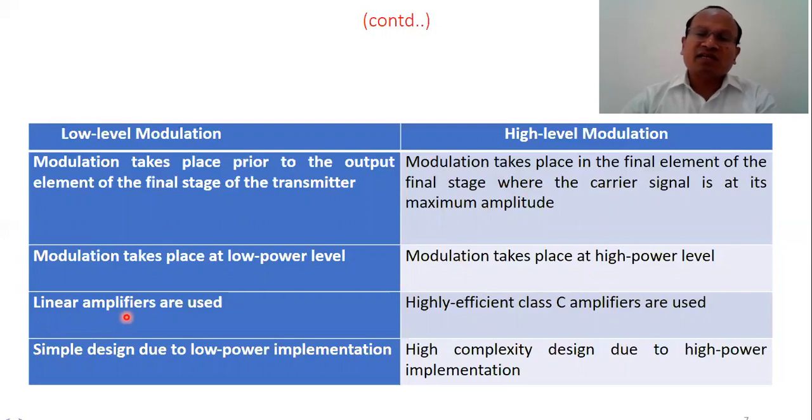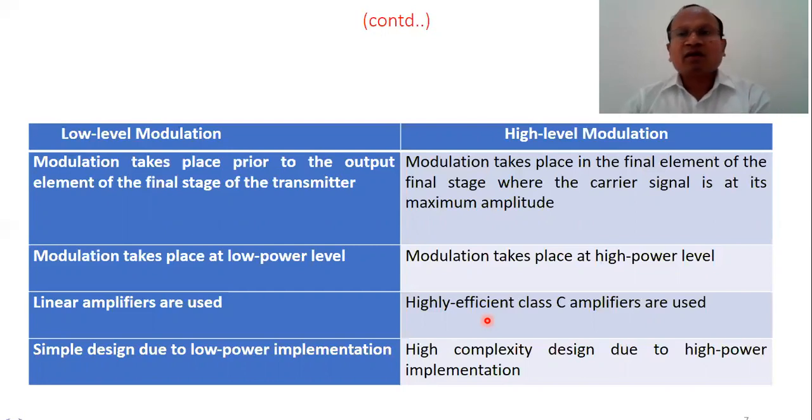Linear amplifiers are generally used when a low level modulator is there, whereas in high level modulator, highly efficient class C amplifiers are used, whose power efficiency is very good, that too with minimum distortion, minimum unwanted effect. So a powerful class C amplifier is used in high level modulator. In low level modulator, we use linear amplifiers. The modulation takes place at low power level. So therefore there is not much complexity of circuit.